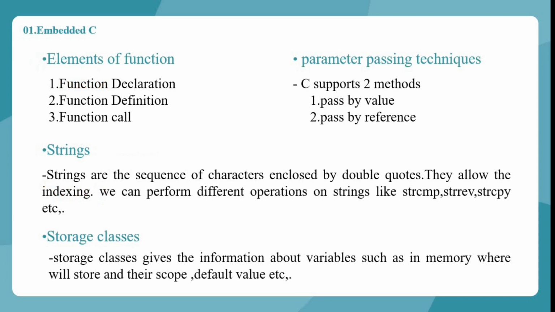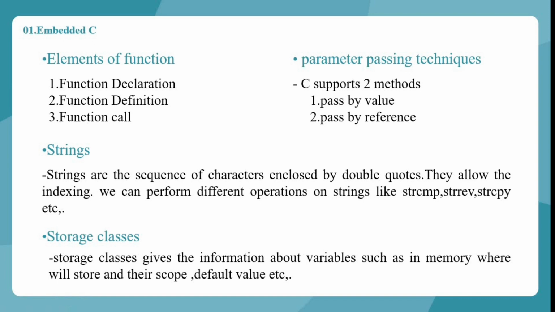Whenever we want to write a program using functions, we need to remember the basic components of functions. Those are function declaration, definition, and function call. Next, parameter passing techniques. C supports two methods: pass by value and pass by reference.